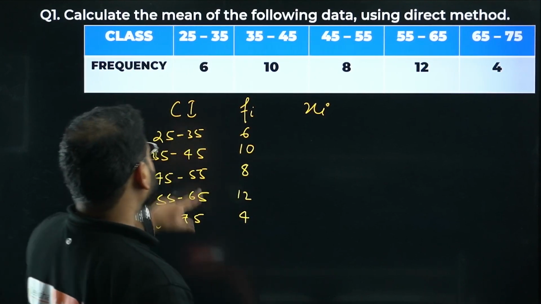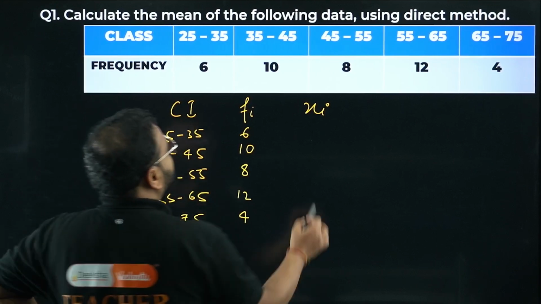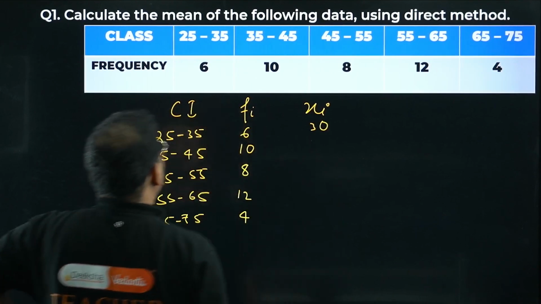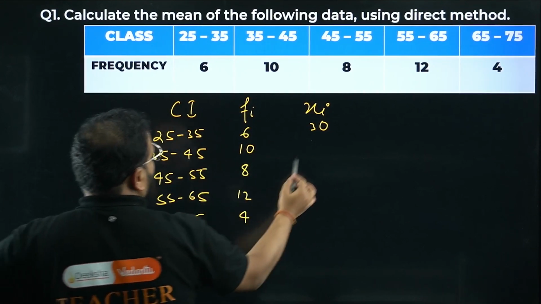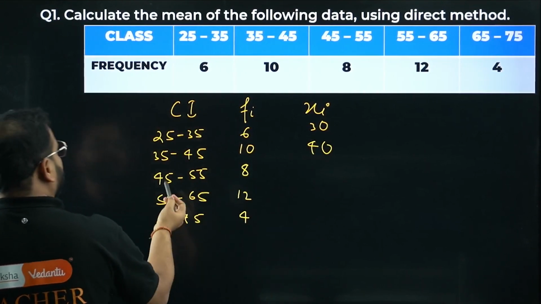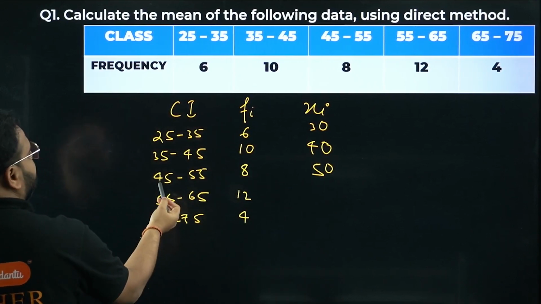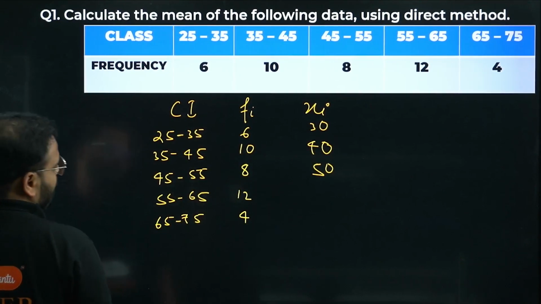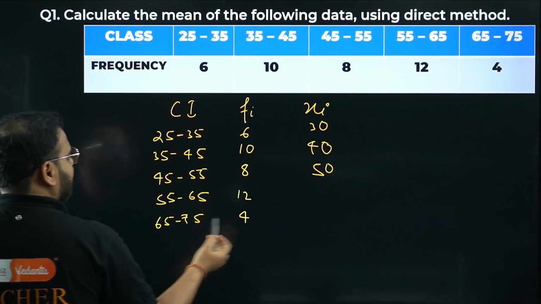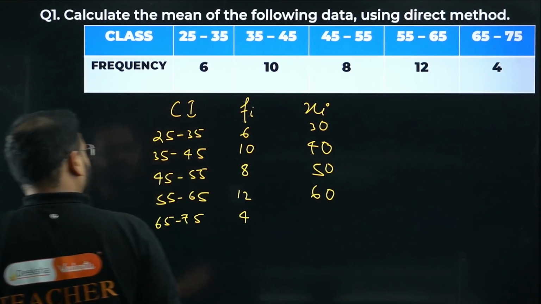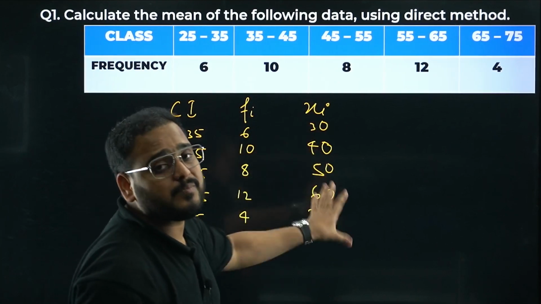Now xi is the sum of these two divided by 2. 35 plus 25 is going to be 60, by 2 will be 30. What about this? 35 plus 45 is 80, so over here will come 40. Over here we'll have 50. 45 plus 55 is going to be 100, so 100 by 2 is 50. Over here I'll have 60, and over here 70. These are my xi values, the class mark values.